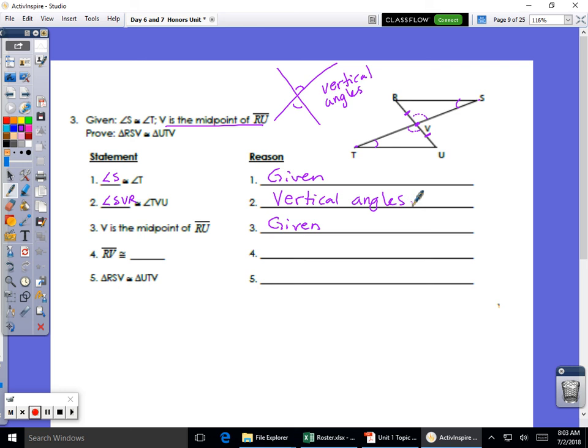All right. RV, what is RV congruent to? Oh, because of the midpoint, we know that RV is congruent to UV. Line segment RV is congruent to line segment UV. All right, and we know that by definition of midpoint, the given statement, we know that it's halfway. So halfway means that each of those sections from the endpoint to the midpoint are going to be equal.